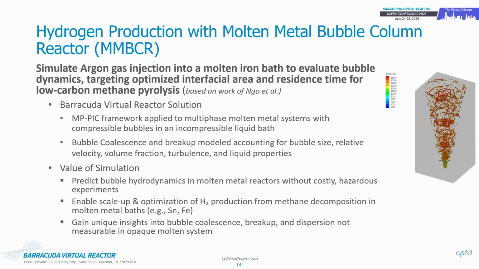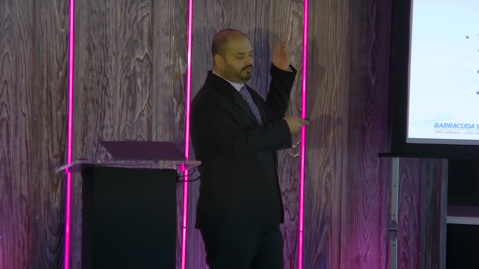All right, this one's my favorite here. This actually shows one of our unique capabilities, where now we have a bunch of bubbles coming into a molten metal bath. This is actually one of the things you see across the world, where a lot of people are looking into methane pyrolysis by injecting methane into molten tin baths essentially. So what happens is you break down the methane and you end up producing some hydrogen and then some solid carbon, right? And that rises to the top of your molten metal bath.